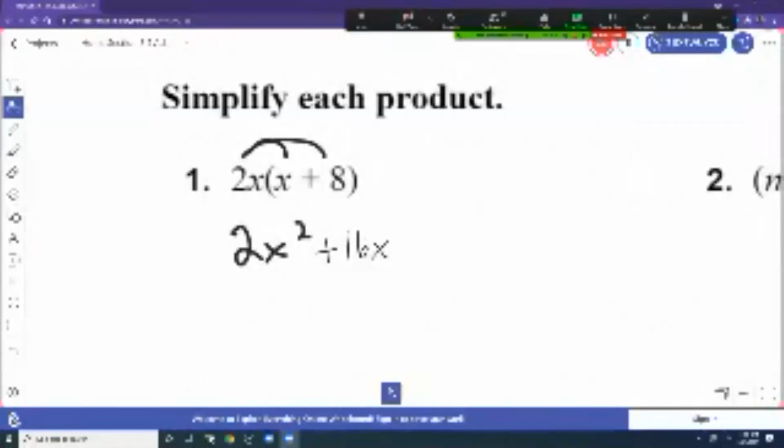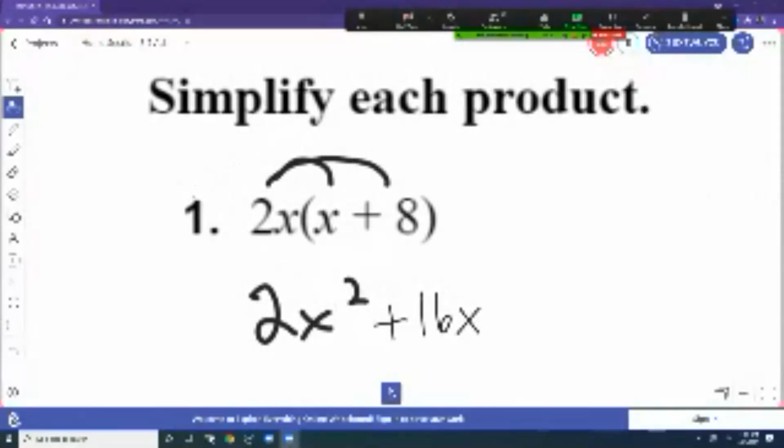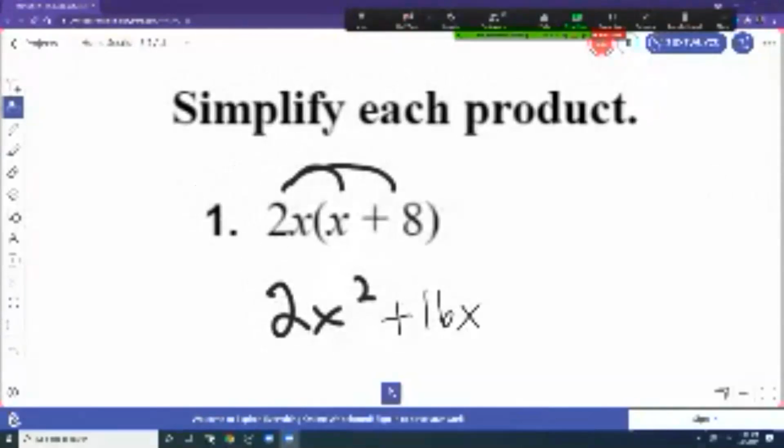Is that better? Or is it blurry? Madison? You can see it? Okay, by me making it bigger, does it help? How about there? Okay, all right, good, it's readable.